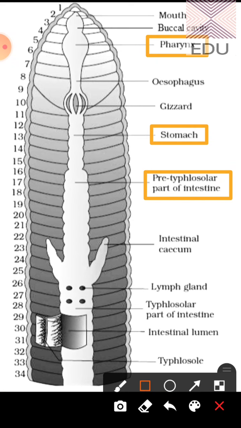And the fourth part, which is again very important as far as digestive glands are concerned, is the intestinal cecum. We have two intestinal cecae, one on the left side and one on the right side. These produce digestive fluids having the enzymes for the proper digestion of the food. So students, these were the four types of digestive glands present in the earthworm for digestion. So that was all about the digestive system of Pheretima posthuma. Thank you.